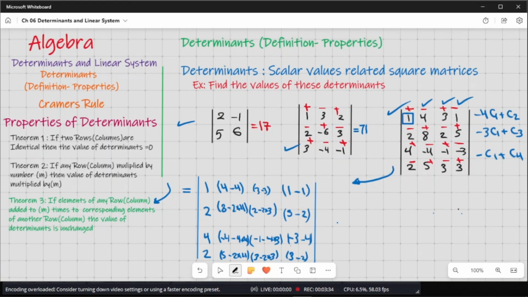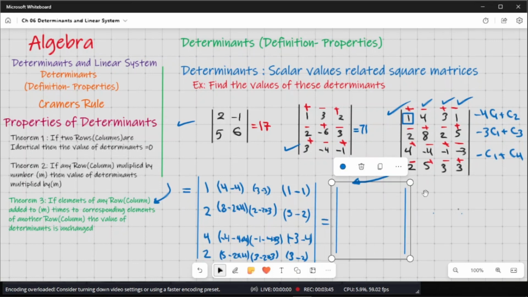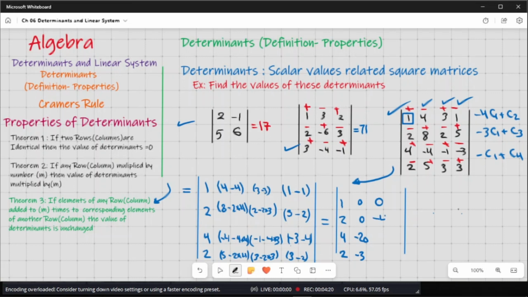So this will be equal to first column 1, 2, 4, 2. Second column will be equal to 0, here we have 0, here we have negative 20, and from here we have negative 3, here we have 0, here we have negative 4, here we have negative 13, here we have negative 3, and last column 0, 3, negative 7, and here we have 1.